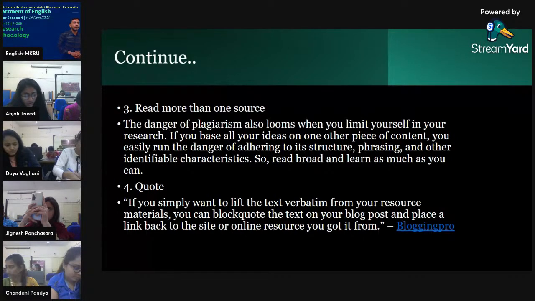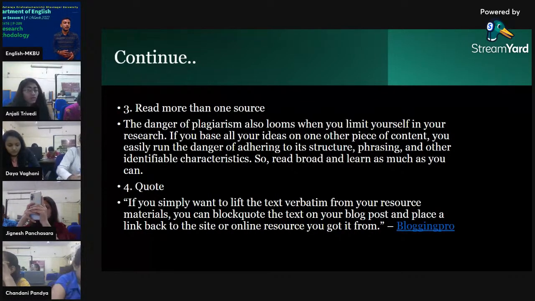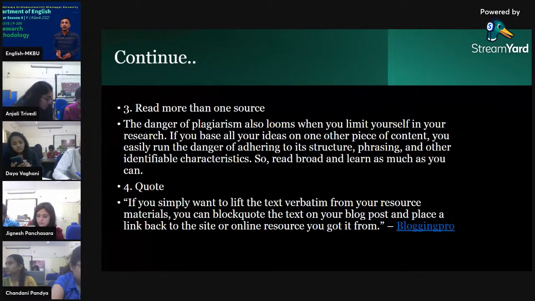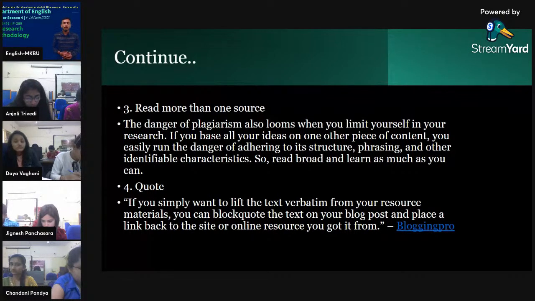We have one laziness, that when we have to present something, at that time we always choose any blog, and through one blog we make our presentation. So we have to avoid that. We have to think about some authentic source. And here is a quote: if you simply want to leave the text verbatim from your resource materials, you can block out the text on your blog post and place a link back to the site or online resource you got it from.